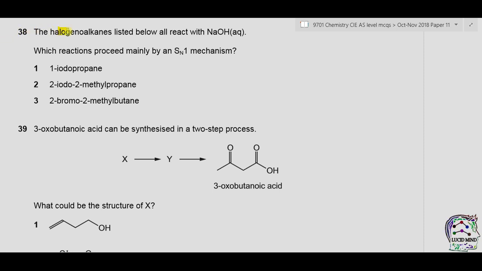Question 38. The halogenoalkanes listed below all react with sodium hydroxide. Which reactions proceed mainly by an SN1 mechanism? Now you should know that the SN1 mechanism is followed by tertiary halogenoalkanes.